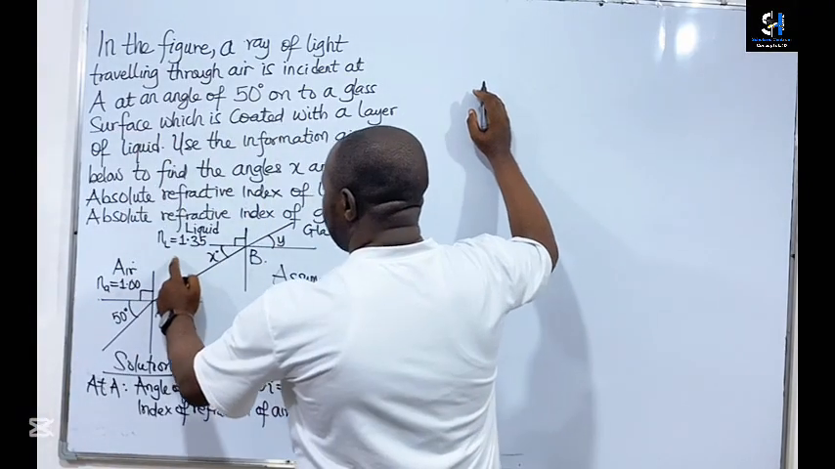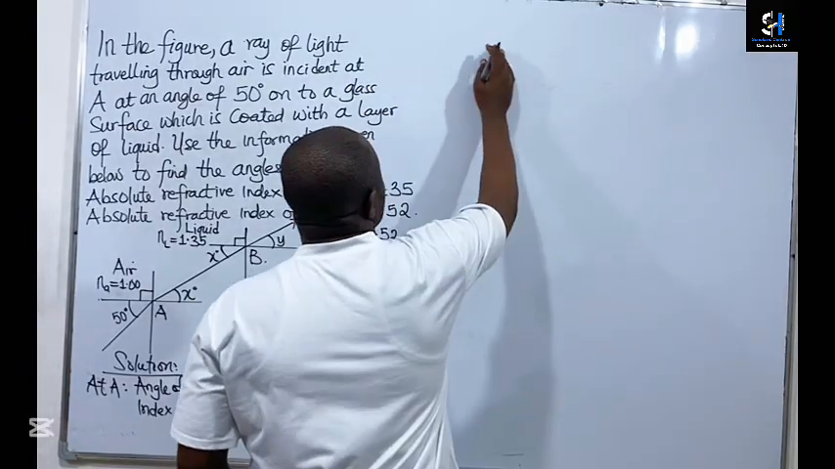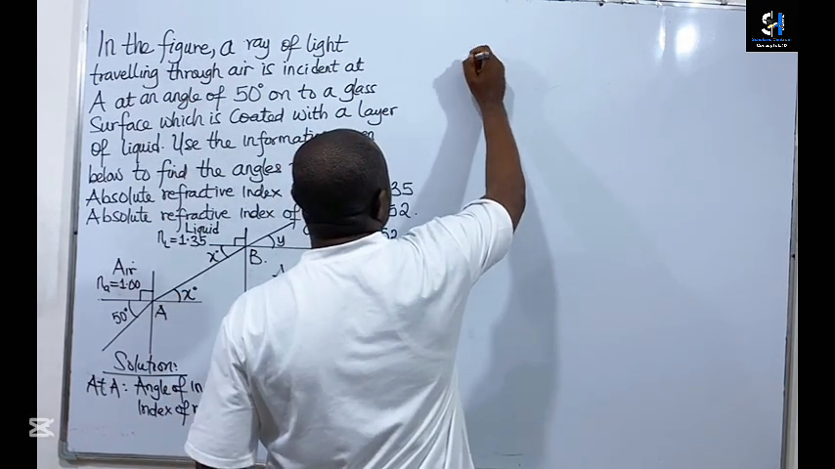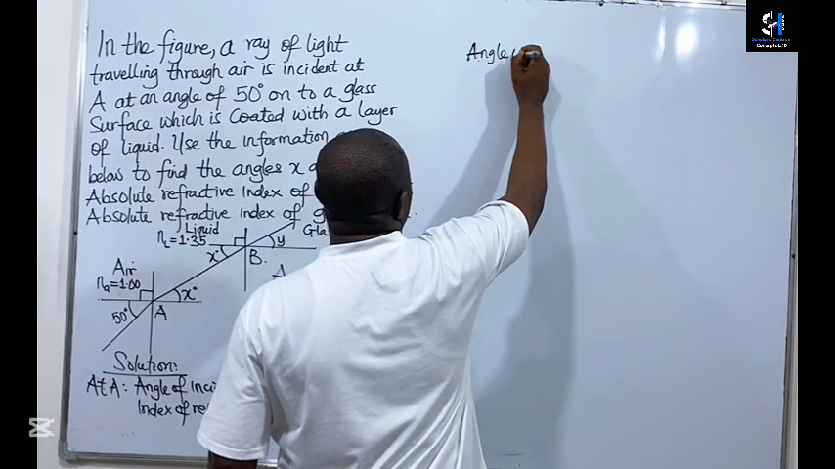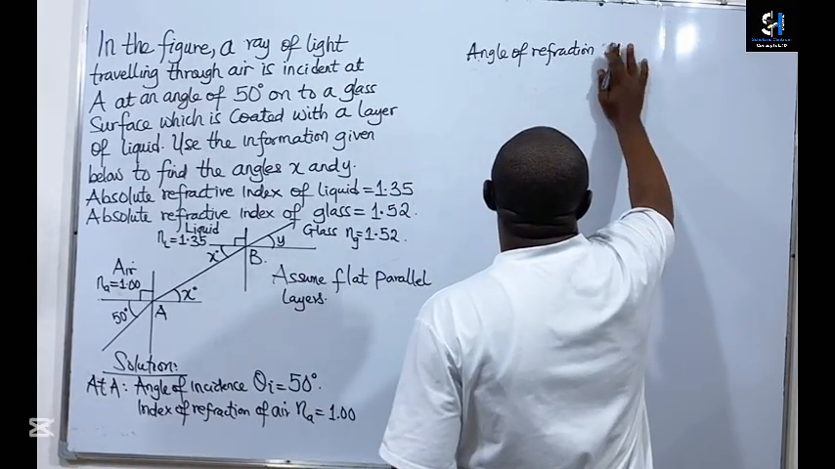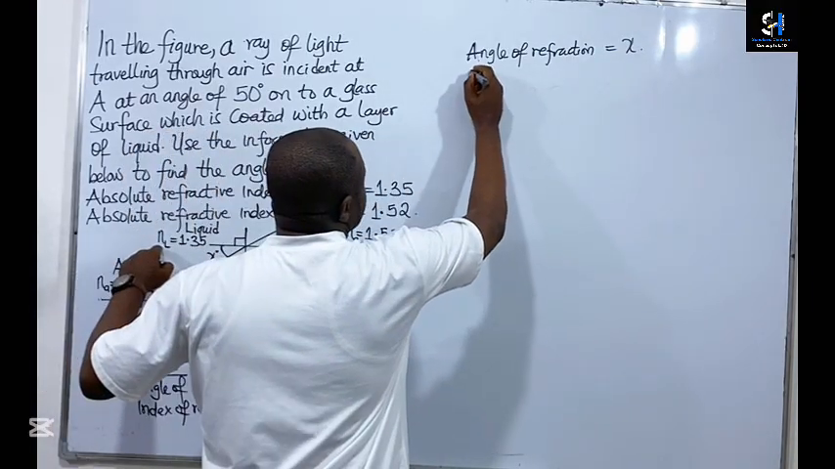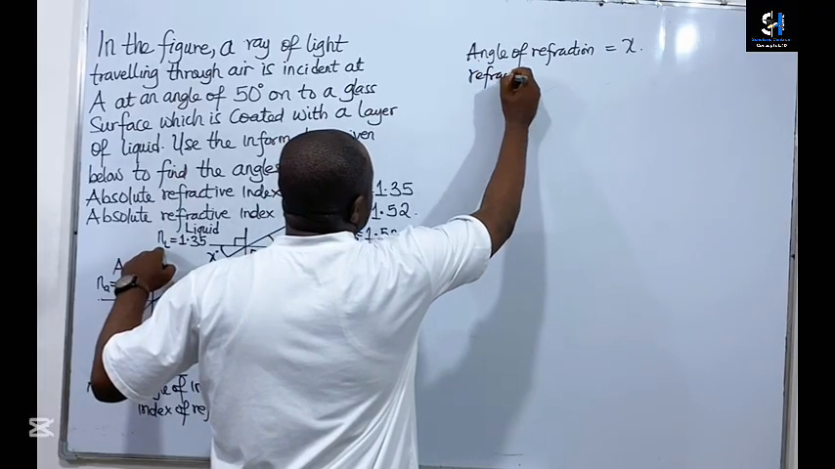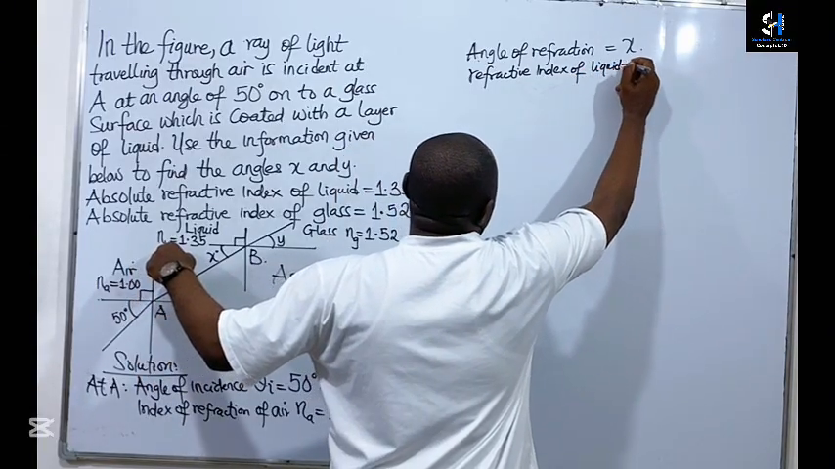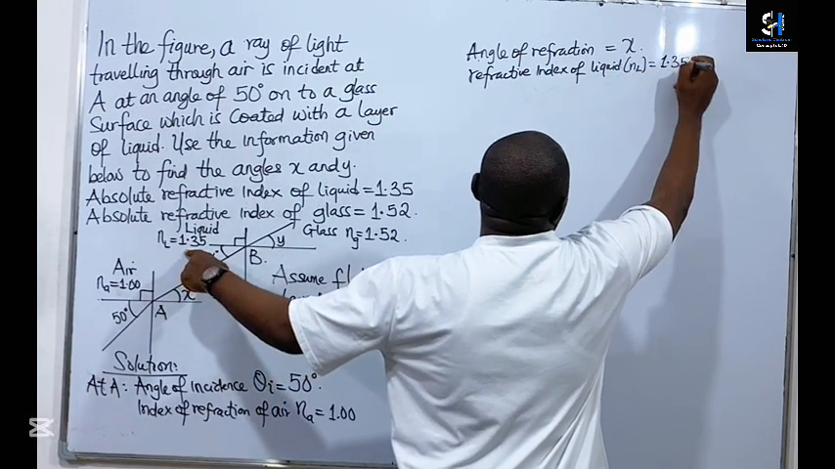So for liquid, we want to calculate x. To calculate x in this case, we know that the angle of refraction will be x, and the refractive index of liquid equals 1.35.